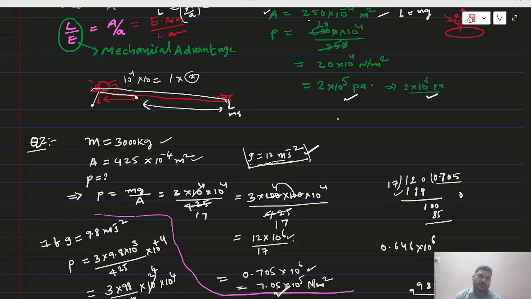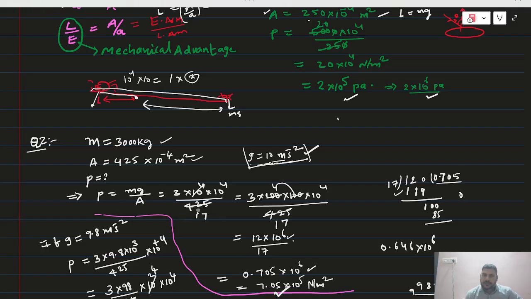This is a very easy problem. Mass is given, area is given, and it asks the pressure on the smaller piston. This is the bigger piston, capital A is given. On the smaller piston, how much pressure do you need to apply to lift this 3000 kg car? Apply mg by A and you get the answer.